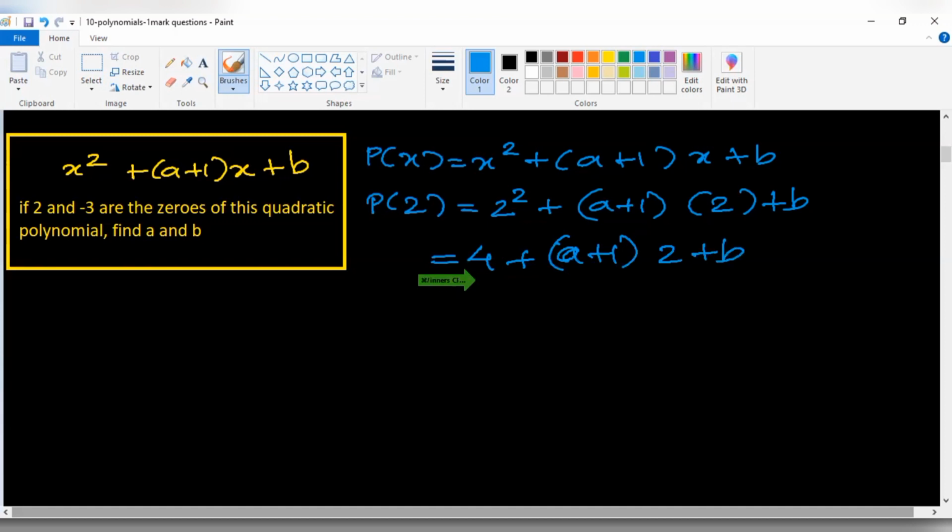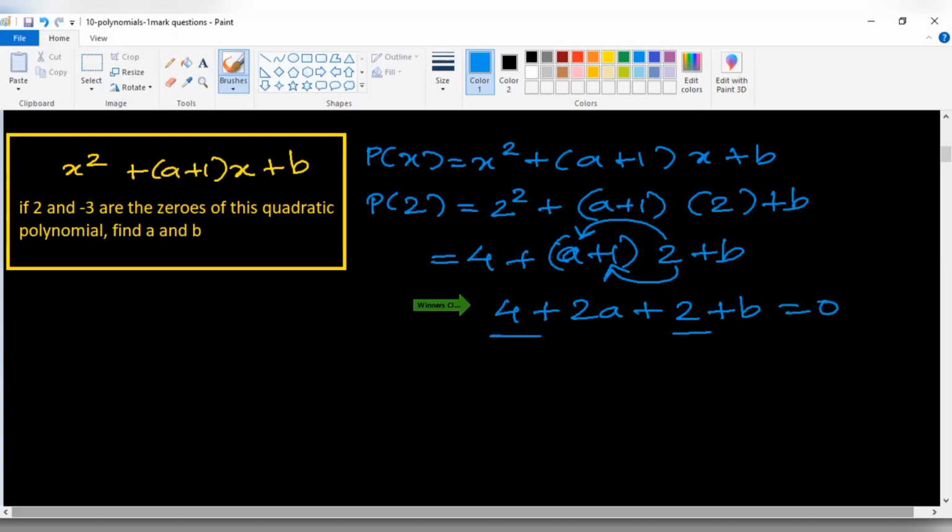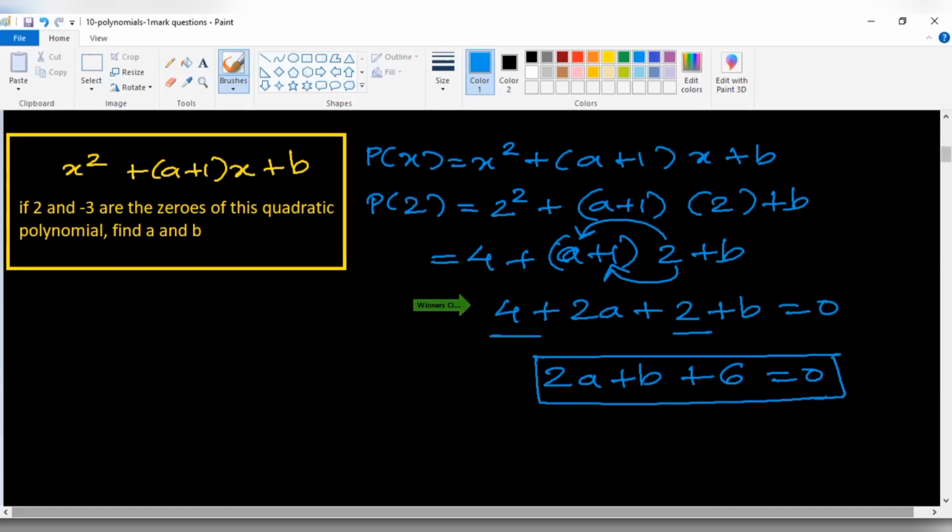So we can equate it to 0 because 2 is a 0. That means in next step, let us open this bracket. So 2 will come here, 2 into a like that. So it is 4 plus 2a plus 2, see, 2 into 1, 2, plus b is equal to 0. So 4 plus 2 equal to 6. So 2a plus b plus 6 equal to 0. This is one of the equations which we have deduced from the given data. So let us take it as first equation.